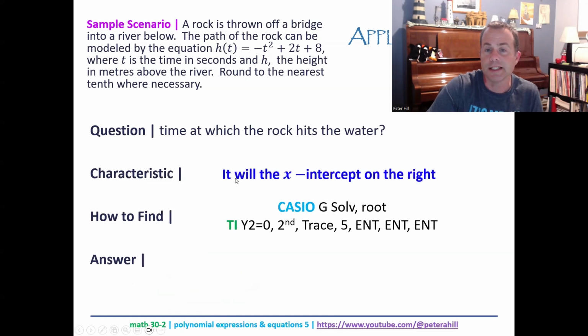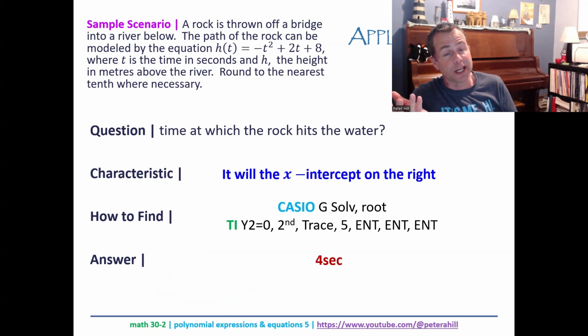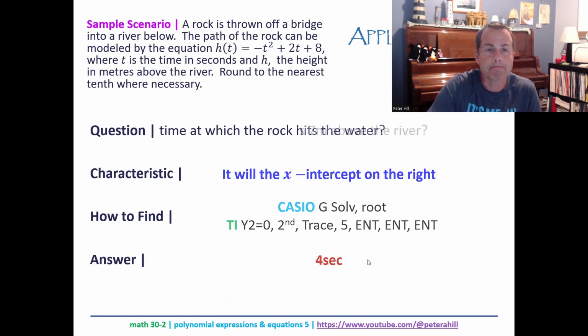So the characteristic is it's the x-intercept on the right, and our answer is 4 seconds. Now, this one you actually could have solved algebraically, right? You could have put h of t as 0 and you could have factored it. This would have been a factorable polynomial, so you could have gotten your answer that way as well.